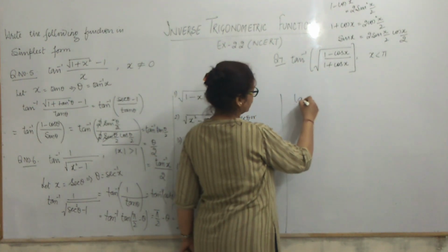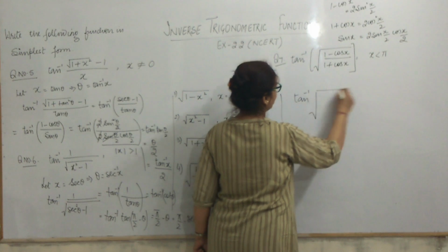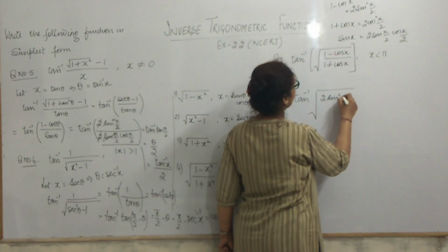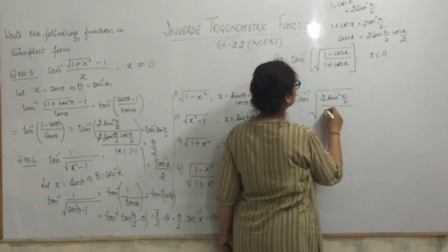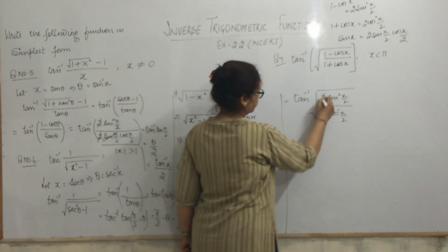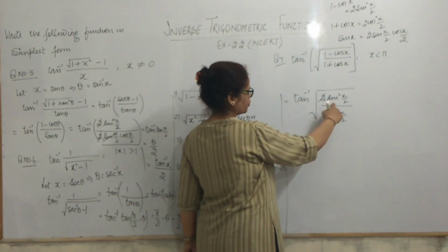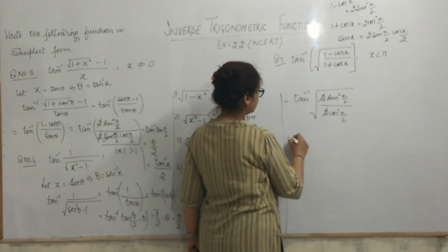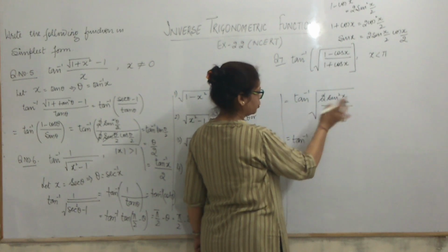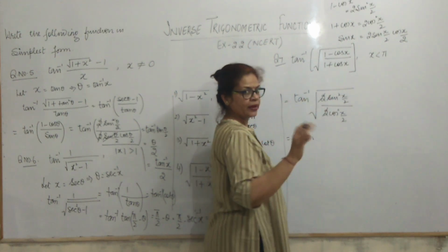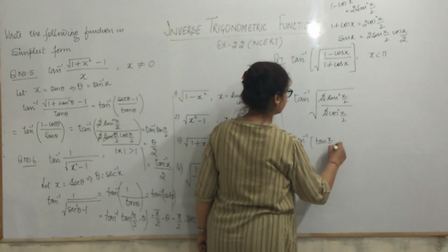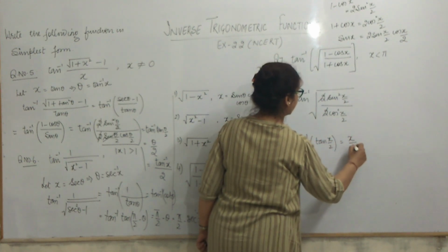Now tan inverse, you can see square root of 1 minus cos x can be written as 2 sin square x by 2 upon 2 cos square x by 2. 2 and 2 get cancelled out. Sin square x by 2 upon cos square x by 2. This is tan square x by 2, square root and square cancel out. You are left with only tan x by 2. So x by 2.